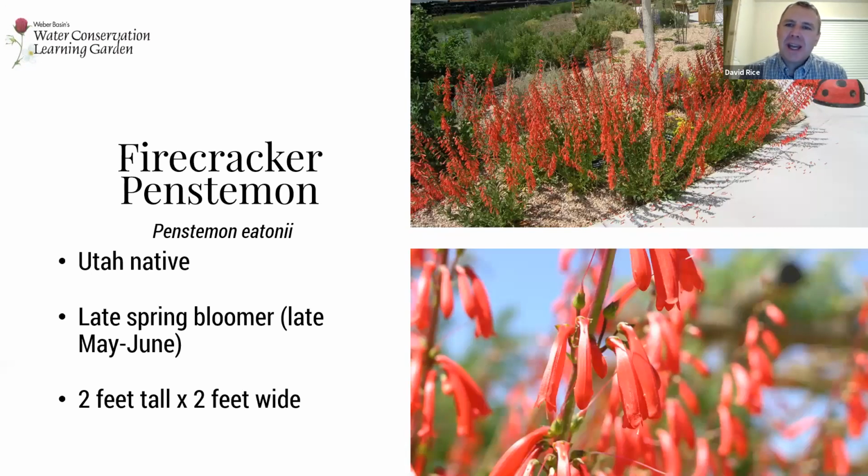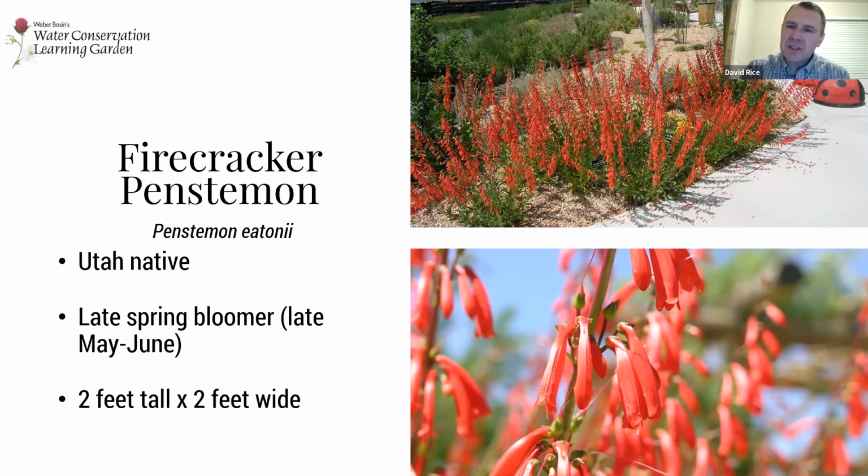Firecracker penstemon is a native penstemon with red, upright spikes. Late spring bloomer. It only blooms in the spring. Occasionally you can get a second bloom if you deadhead it. You cut down the spikes after it's done blooming. About 2 feet tall, 2 feet wide. Great hummingbird attractor, actually. We've seen hummingbirds on this. There's some other penstemons that are red that are also great for that.